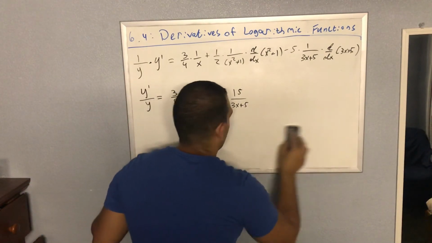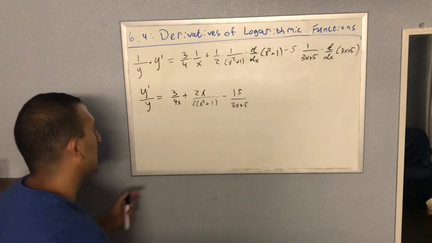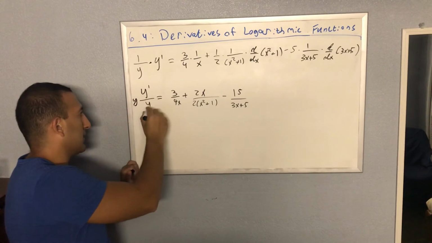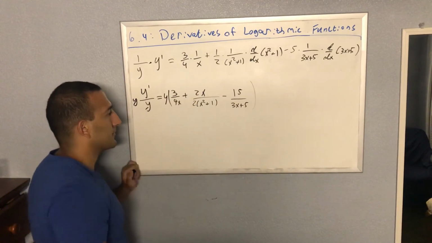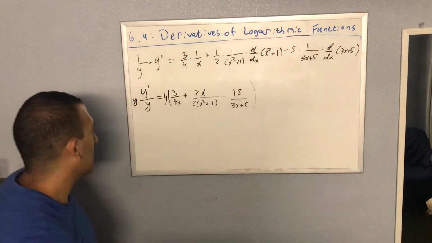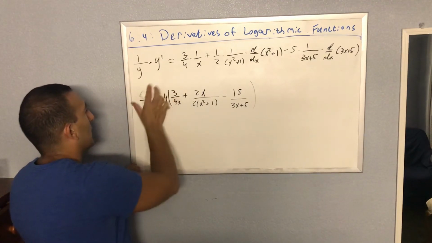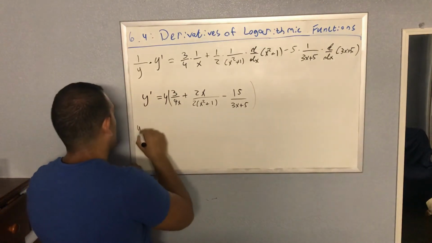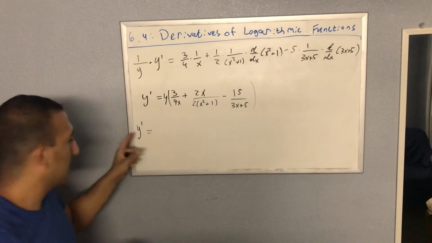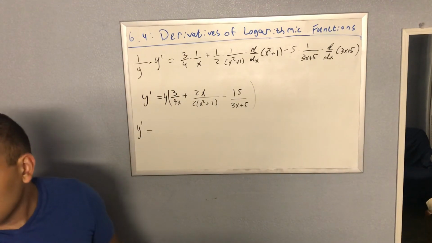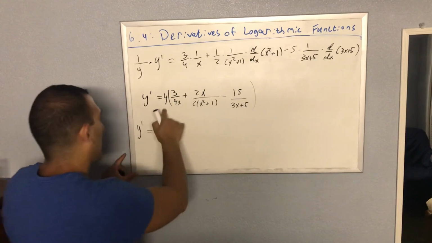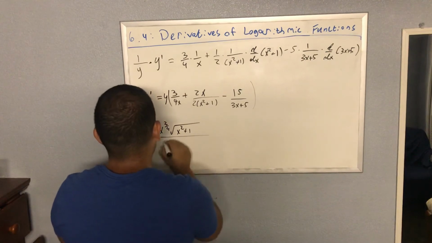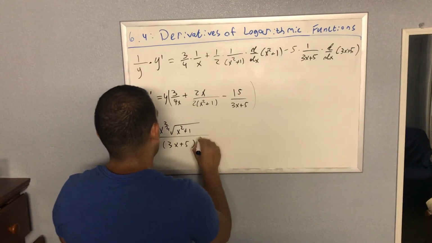So then if you multiply both sides now by y, multiply this by y, it cancels out, multiply this whole thing by y, what you get is exactly this, that y prime is equal to y times this. And y was just our original function. So now we have the derivative, y prime. So the original function was, y is x to the 3/4 root x squared plus 1 over 3x plus 5 raised to the 5th power.